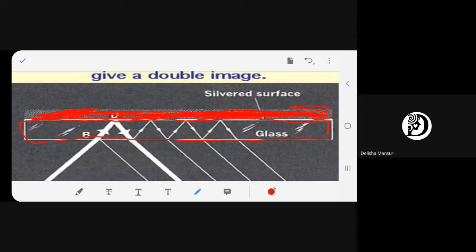Yes? So you understood the difference between glass and mirror? Can anyone tell me what is the difference? Can anyone define the difference between glass and mirror? Yes, tell me, what is it? Glass is that you can see through, isn't it?